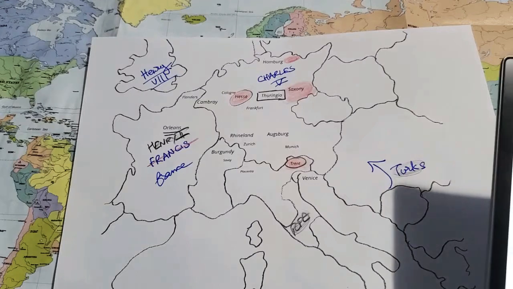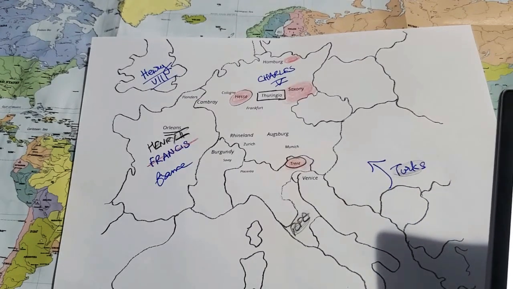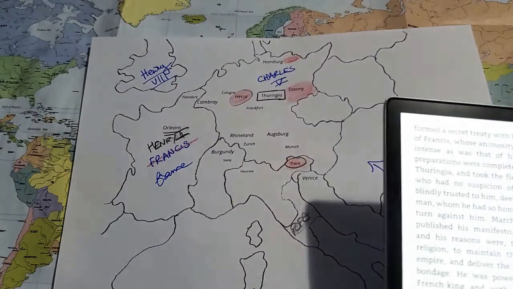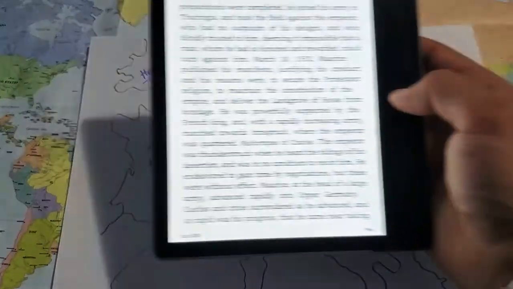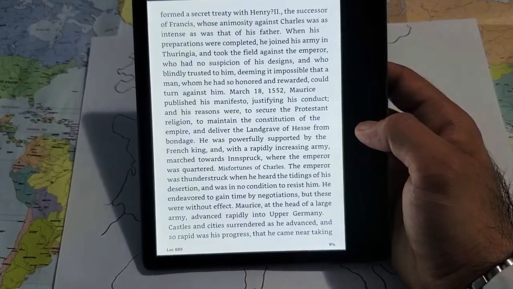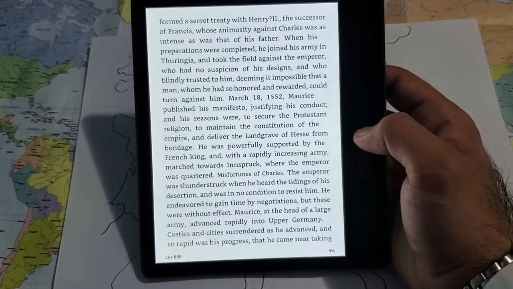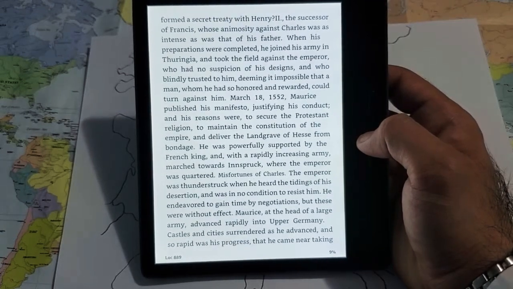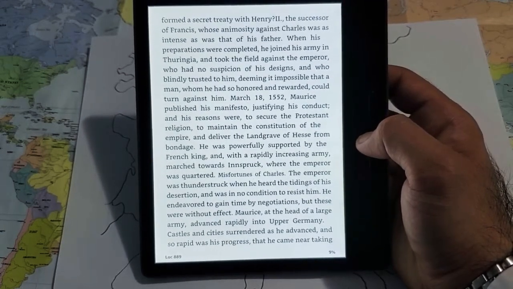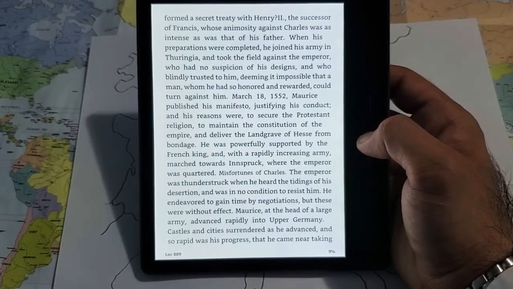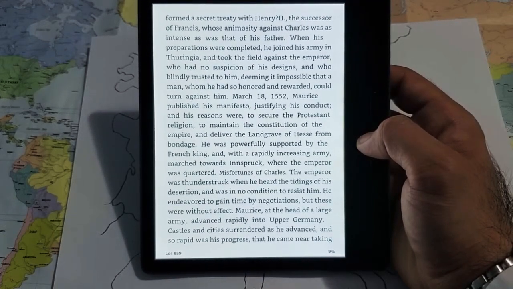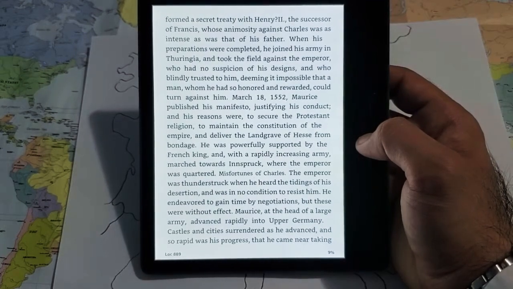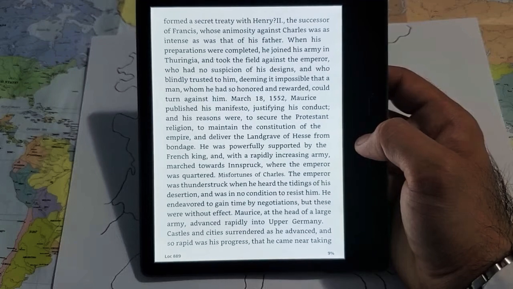So Maurice finally goes to war against the man who he betrayed his Protestant allies for, and who gave him control of Saxony, but arrested his father-in-law. So he's a double agent, basically. He betrayed first the Protestants, and then he betrays Charles V. March 18, 1552, Maurice published his manifesto justifying his conduct, and his reasons were to secure the Protestant religion, to maintain the constitution of the empire, and deliver the Landgrave of Hesse from bondage, his father-in-law.